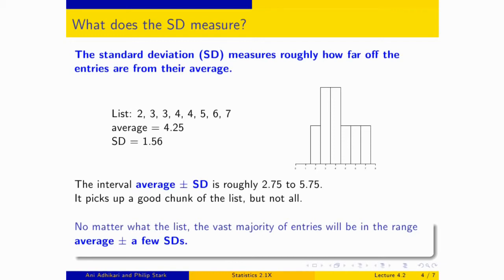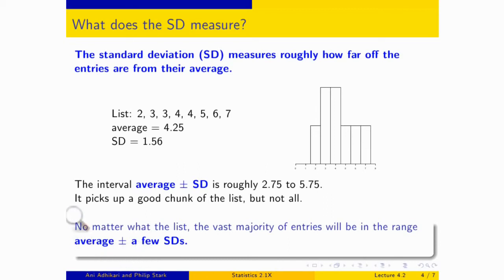Now, you're not expected to know why this is true at the moment, and I know some of you are very anxious because I haven't defined what vast majority means. Relax, we will. But the main thing to take away from here is that it doesn't matter what the shape of the histogram is. If you've calculated the average and you've calculated the SD, you can say that a huge chunk of the list is going to be in the range average plus or minus 2, 3, 4 SDs. There will be some stuff outside, possibly, but not a lot.